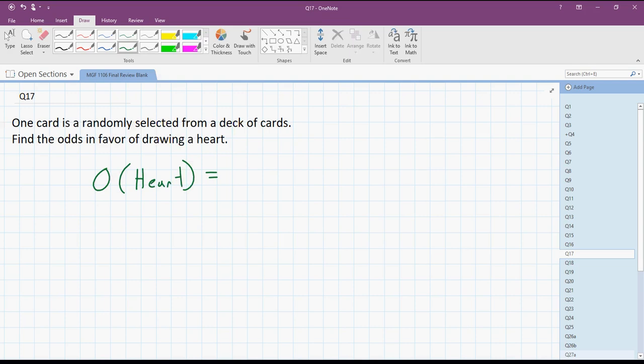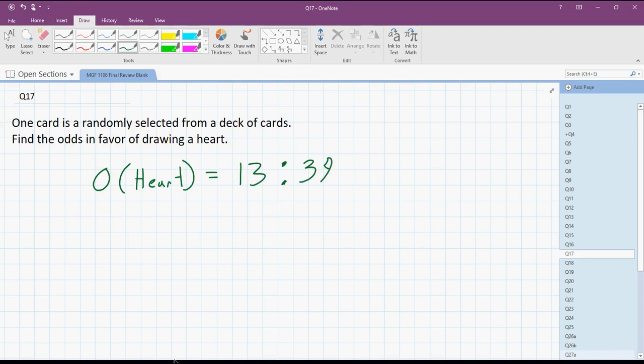There are 13 hearts, because you have the ace, 2, 3, 4, 5, 6, 7, 8, 9, 10, jack, king, queen. That's 13 cards. Now on the bottom, it's not a total. This is not out of 52. The other number represents how many cards are not a heart. So how many cards are not a heart? 39, and you are correct, because you just take 52 minus the 13, you get 39.